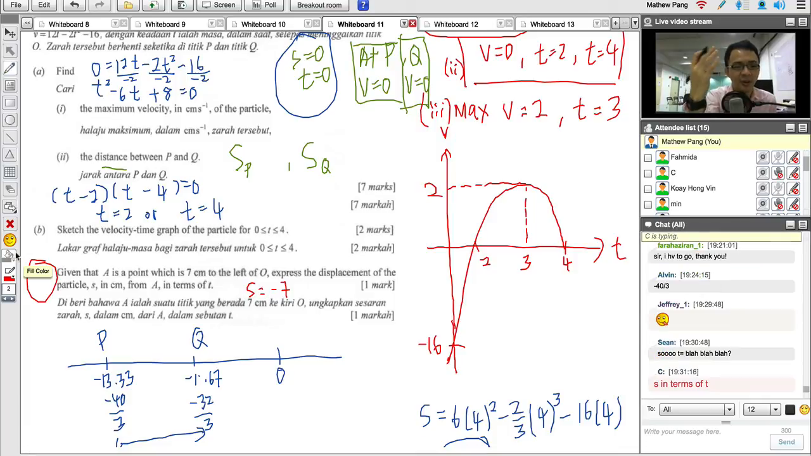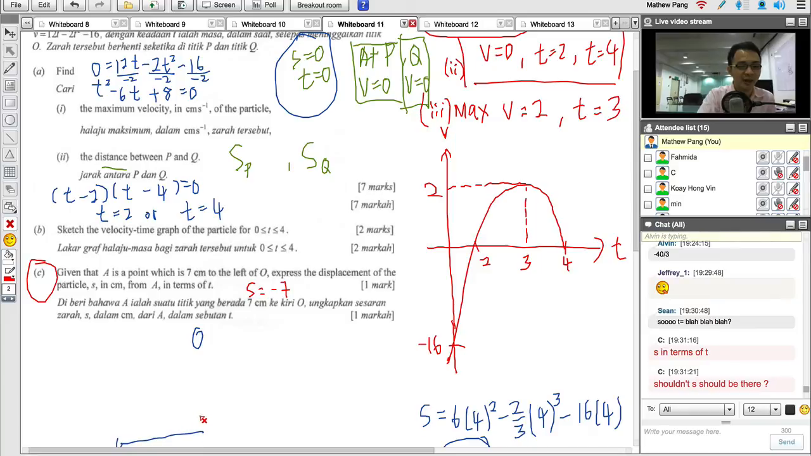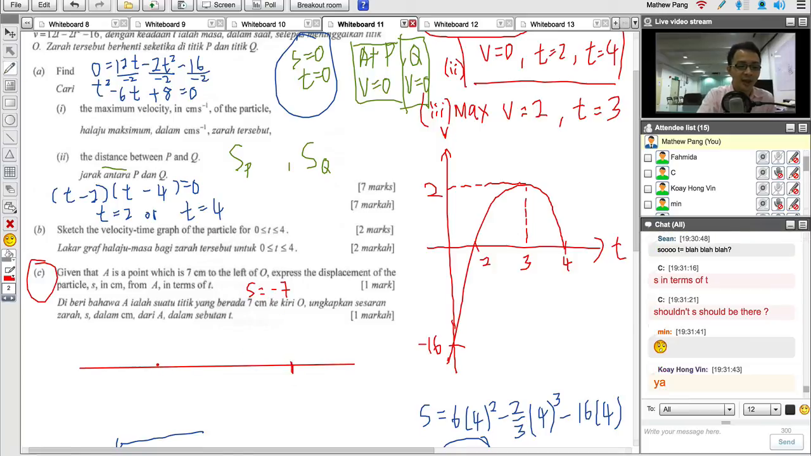Let me see. Given that point A is... Okay, let me try to sketch out the diagram, to see whether I can get more idea about how to solve this one. Let's say I got this, and this is O, and A will be here, 7 centimeter from the origin. So displacement for this one will be -7 because this is 7 cm.